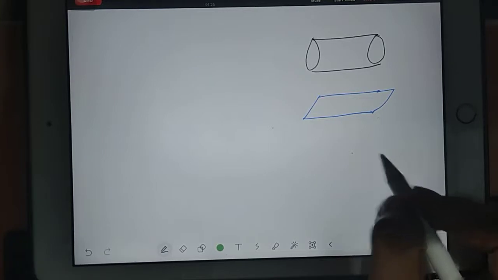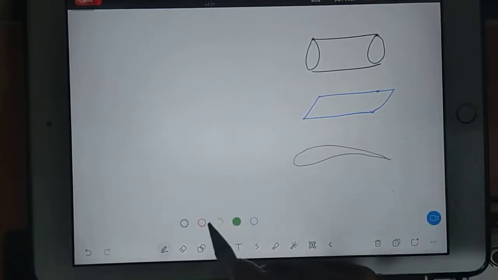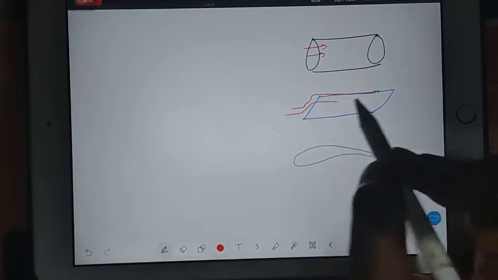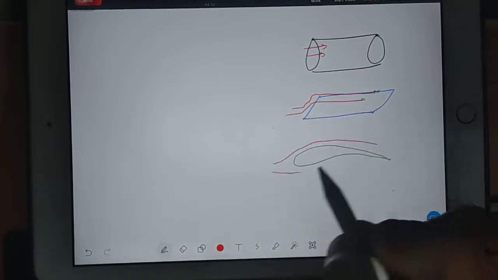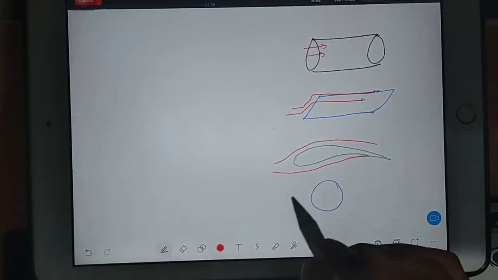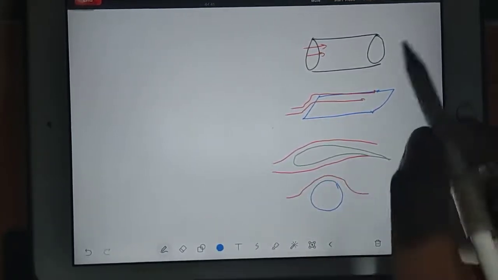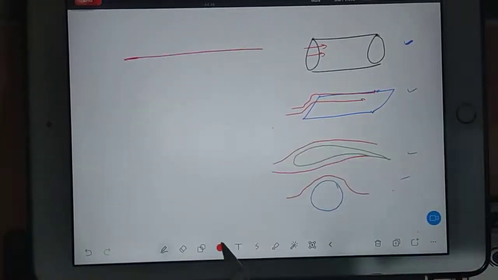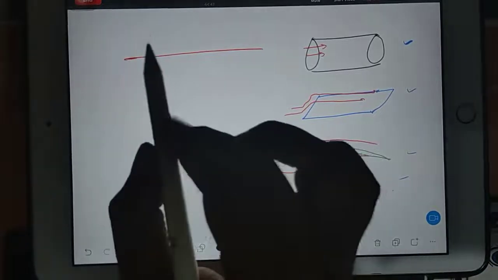I can also take an airfoil like this, and over the plate also flow is going, and over the airfoil also flow is going. You can also consider a sphere, like over the sphere also flow is going. So in every condition there will be a range of Reynolds number. No need to remember the range, because there will not be questions based on range.